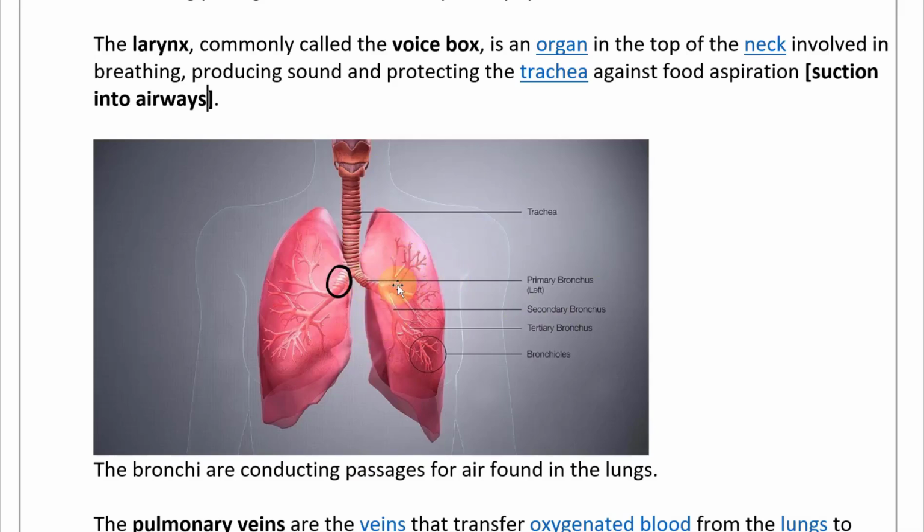And then this bronchus splits up into secondary bronchus, like this over here. And then you have tertiary, it keeps splitting up even more and more. And then even smaller ones called bronchioles. So yes, very fascinating. Then eventually it gets to the air sacs, the alveoli. Alright, let's continue further now.